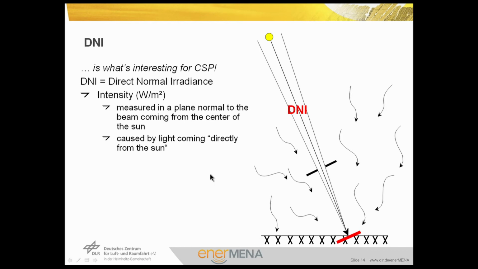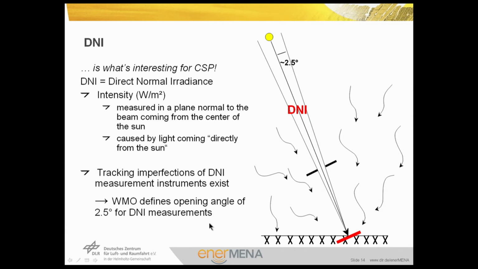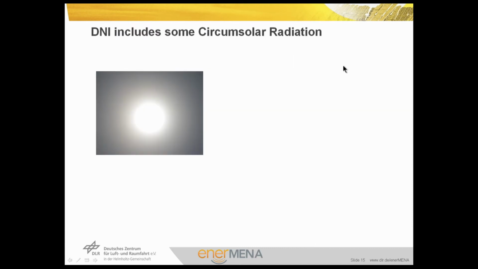And well, I wrote directly from the Sun in quotation marks because usually all measurement instruments have tracking imperfections, and therefore WMO defines the opening angle of 2.5 degrees for DNI measurements. 2.5 degrees are approximately 10 times the angle of the solar disk, and this means that we do not only measure the intensity caused by light coming from the solar disk, but also some intensity caused by light coming from the region around the solar disk. So in other words, this means that DNI includes circumsolar radiation.